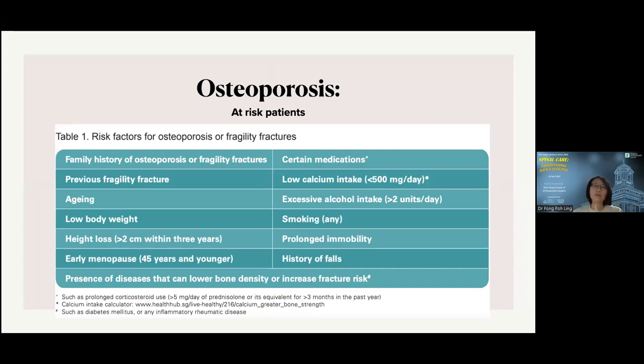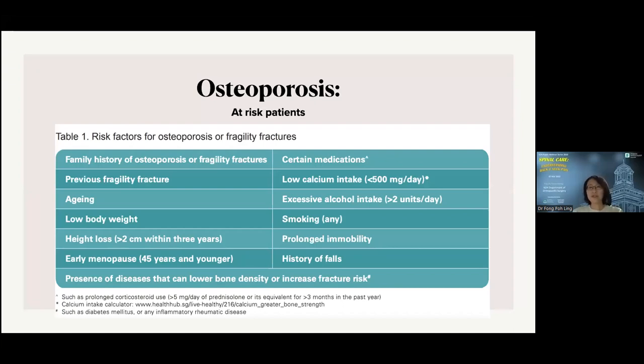Importantly, we need to know whether the patient has a family history of osteoporosis or a history of previous fragility fractures. It is important to know whether the patient has a low body weight. Thin patients tend to have a higher risk of osteoporosis. A height loss of more than 2 centimeters within 3 years puts you at increased risk. Or if you have lost the protection of your bones through early menopause, which is basically defined as 45 years old and younger, generally your risk of getting osteoporosis is much higher.